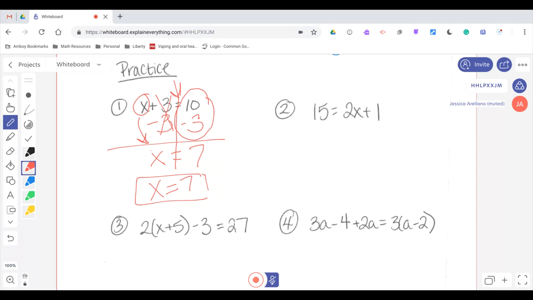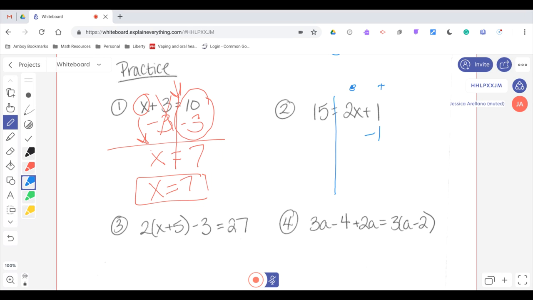Let's do the second one here. I'm going to switch colors. Okay. I'm going to draw my equal sign. Now, even though X is on the right, we can still solve it the same way. It's totally fine. Okay. So I have 15 equals 2x plus 1. So I have multiplication going on right here with the 2 times x, and I have addition going on. Now, addition comes later in PEMDAS, so I have to get rid of that first. I have to undo it first.